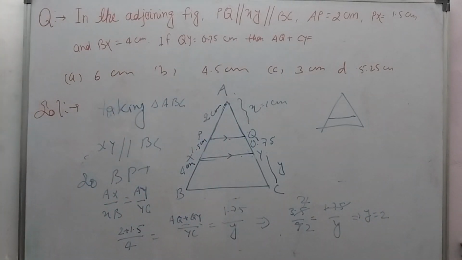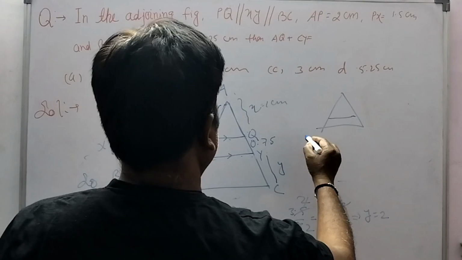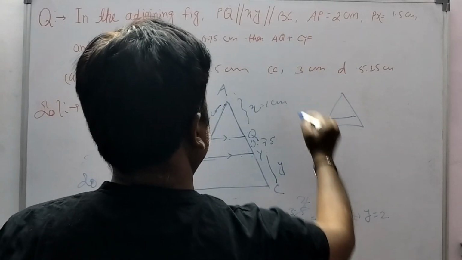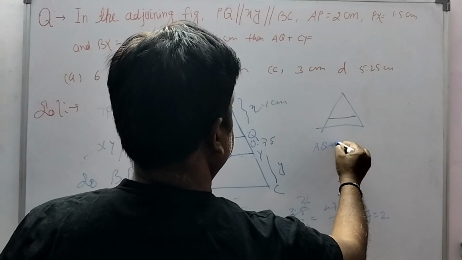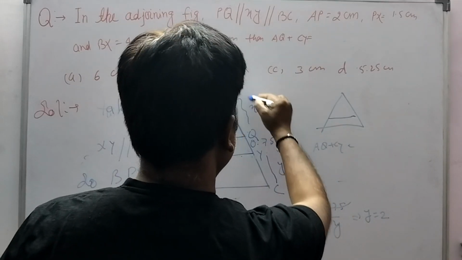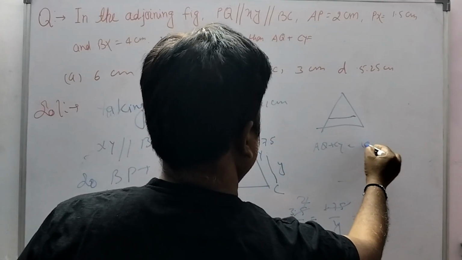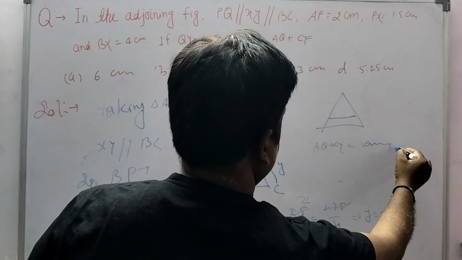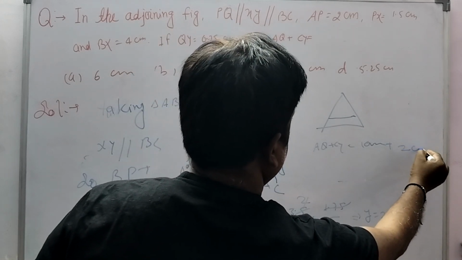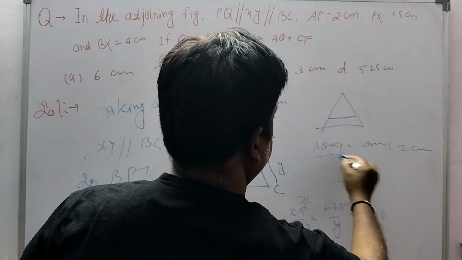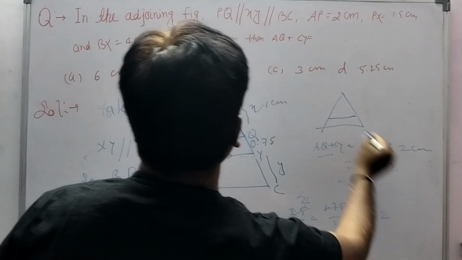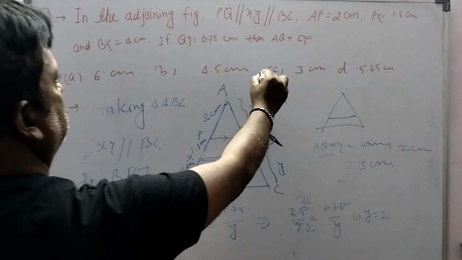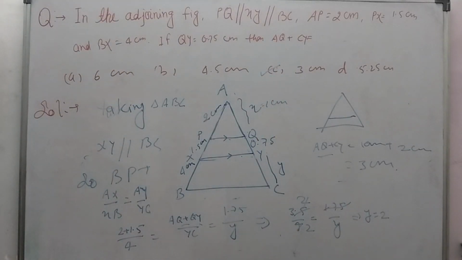So AQ plus CY equals AQ, which I found as 1 centimeter, plus CY, which we found as 2 centimeter. That means this is 3 centimeter. So the answer is 3 centimeter.